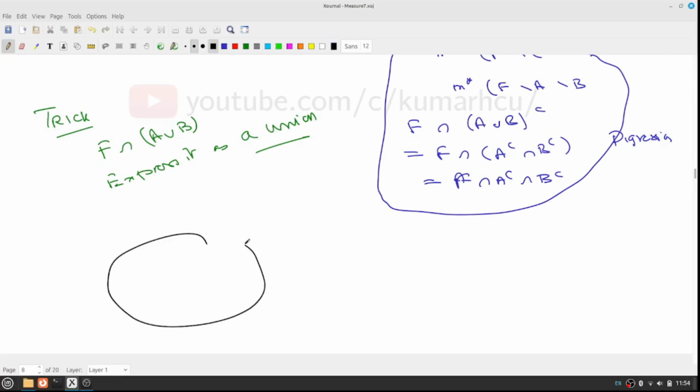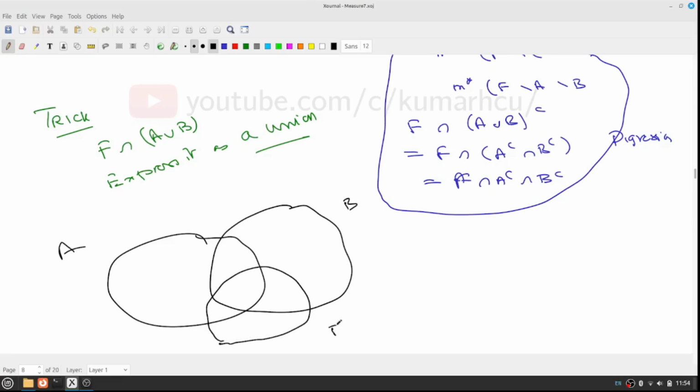So this is my A, this is my B, and this is my F. Therefore, F intersection A union B, you can see A union B is this, and this is F. But there are obviously three ways. This is one, this is the second one, and this is the third one.